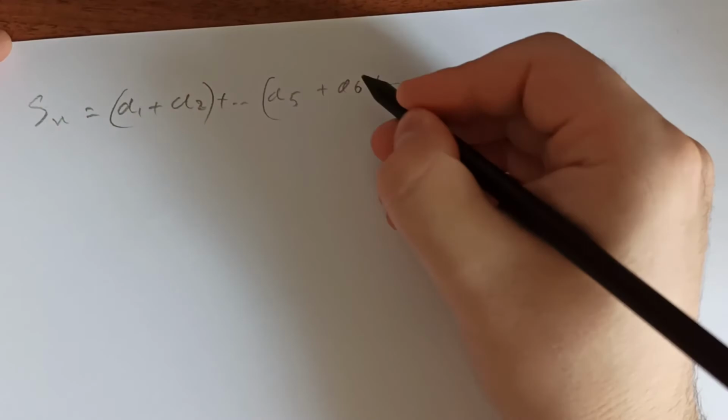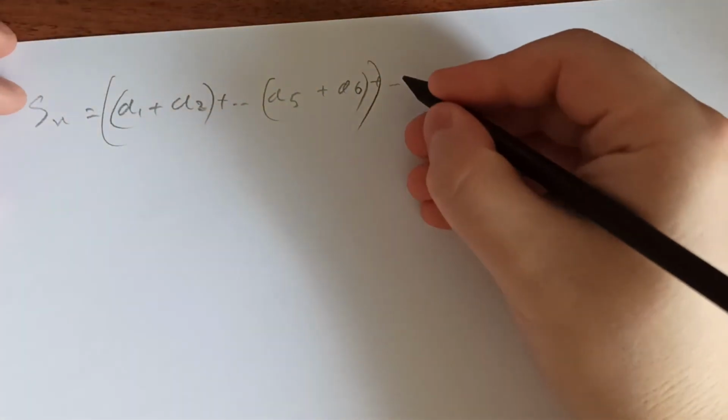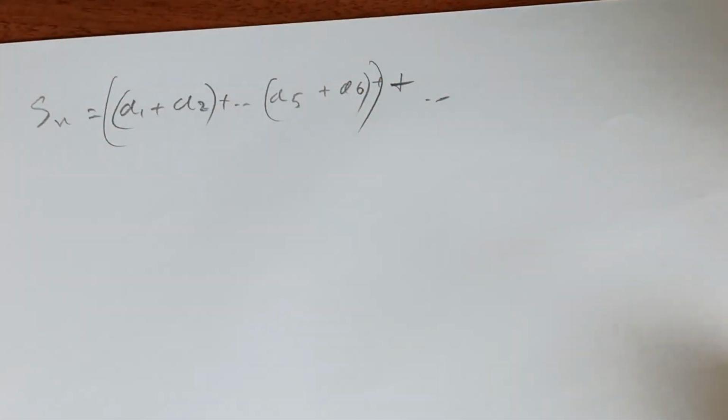Third property, if we have some convergent series, then we can group its elements in any way. So we can put brackets any way we want, as long as we don't switch places of these elements.